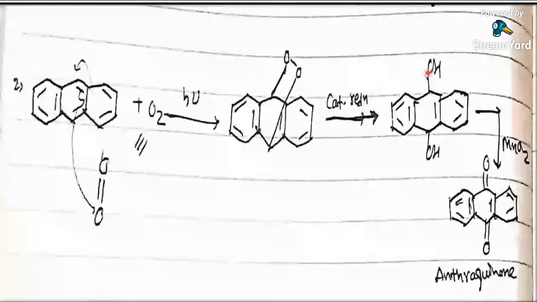hydroxyl groups, and those hydroxyl groups in the presence of MnO2 will give you the keto structure, and that structure is called anthraquinone.